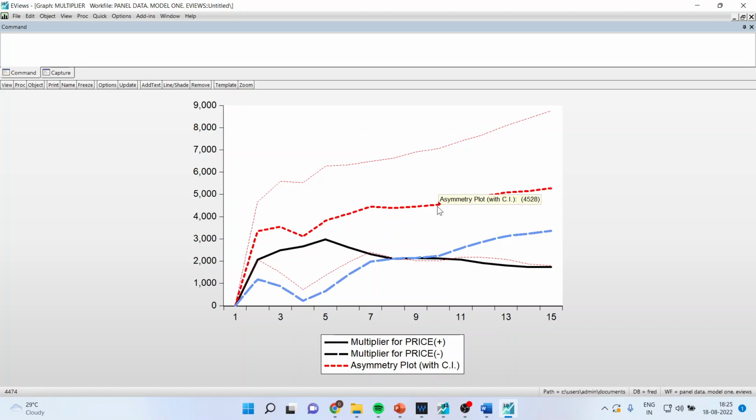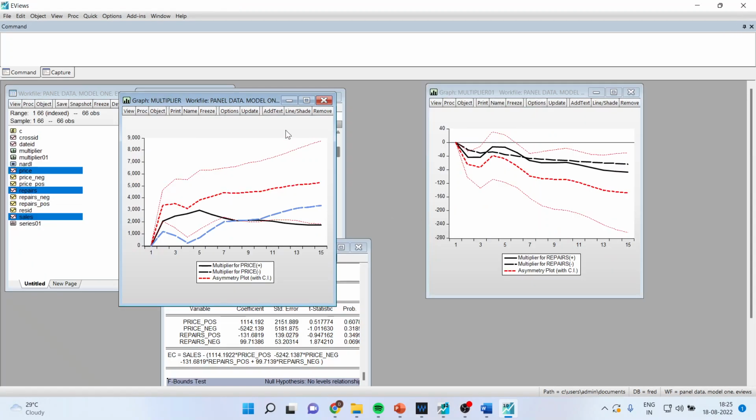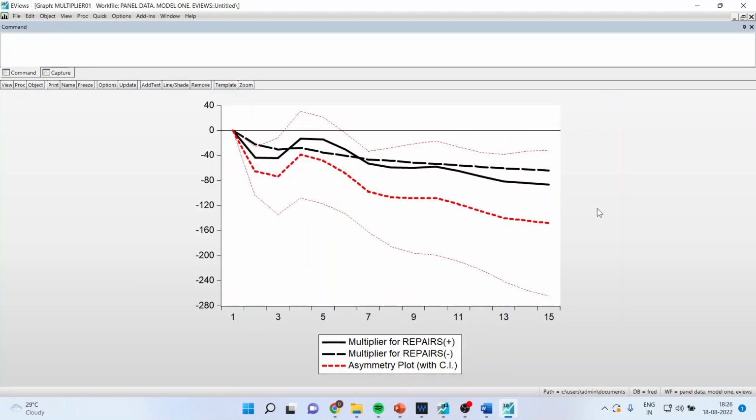The positive change curve gives information about the asymmetric adjustments of the dependent variable to positive shocks in the independent variable at a given forecasting horizon. The positive and negative shocks are more prominent in the long run. Now let us see for the repairs. In case of the repairs also, this red dotted line is far away from the zero axis and their confidence intervals are also far away. Moreover, you can see this blue line is for the multiplier for repairs positive and this dotted line is for the multiplier for repairs negative. Now in the last, we will plot the cumulative sum graph.